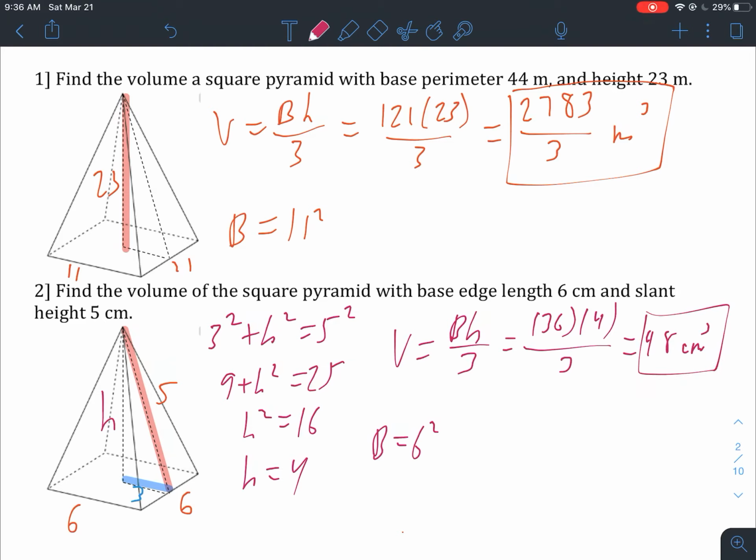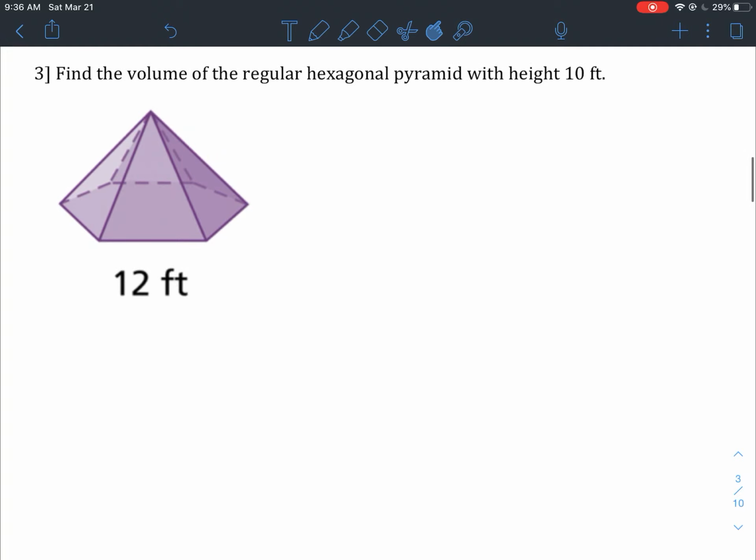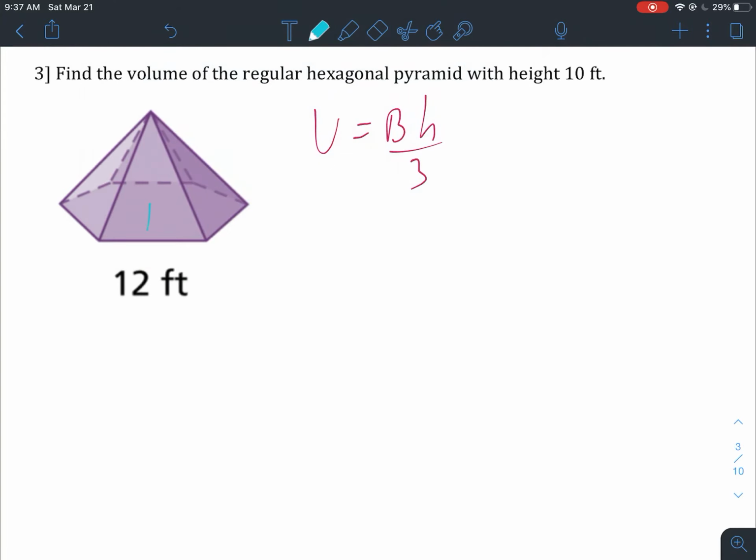Okay, if you don't already, I suggest having your formula sheet open for today. We're going to start doing some things that are not just squares very soon. As in right now. So find the volume of a regular hexagonal pyramid with height 10. Same formula. BH over 3, and we are given the height is 10. We are not given B though. Good thing you've had a lot of practice with this and you know how to do this.